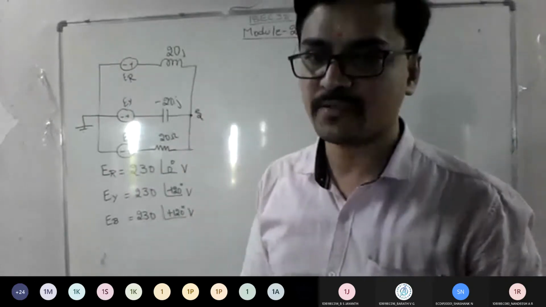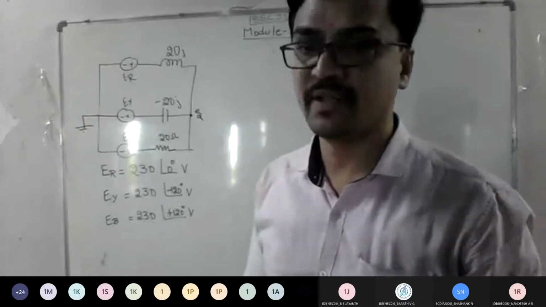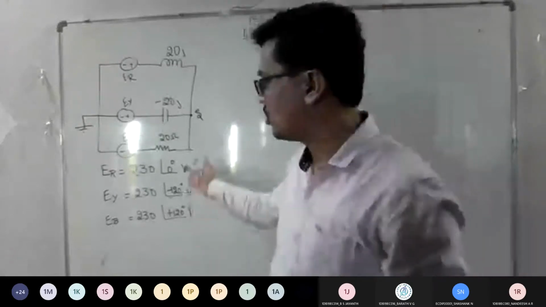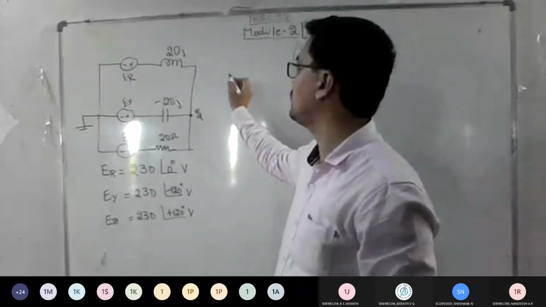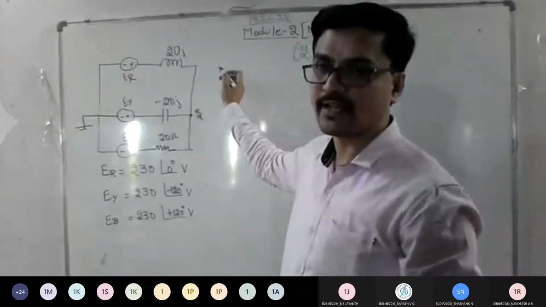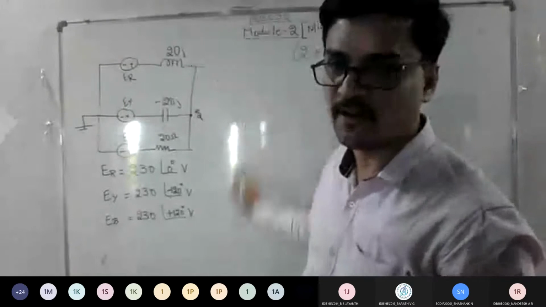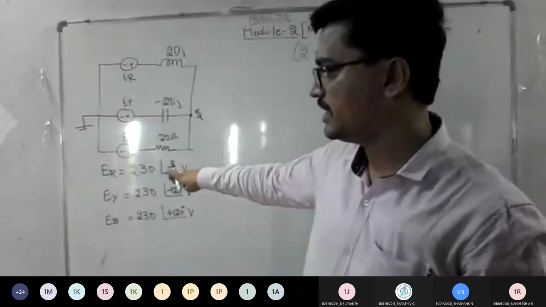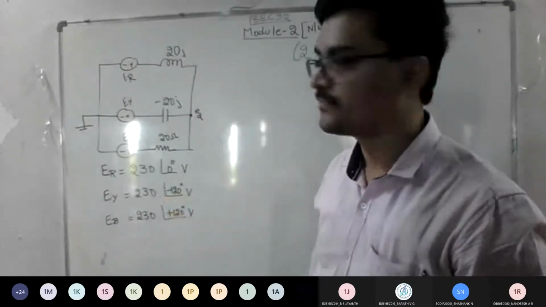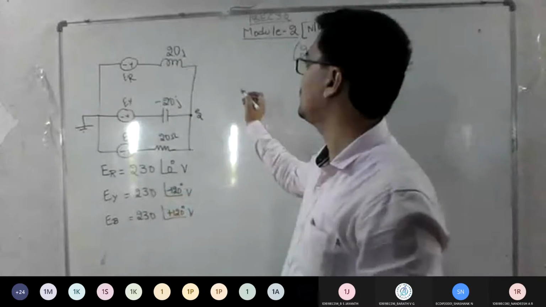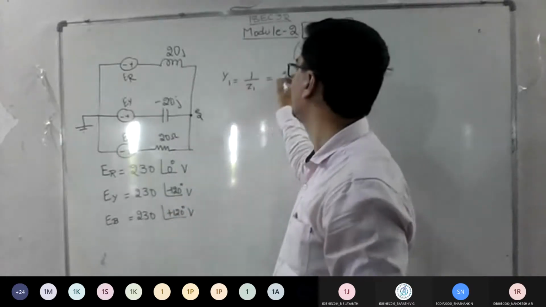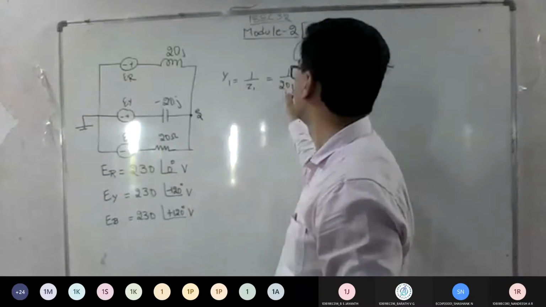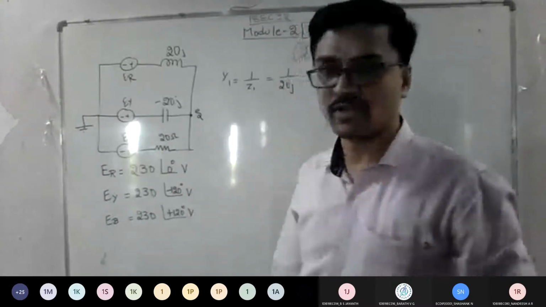So we'll stick to the procedure. We will try to solve using our Millman concept. See, they have given all the voltages for you. So what you should do now is calculate the values of y1, y2, y3. It will be easy for you to put into the formula because you already have ER, EY, EB. So now what is the value for your y1? Nothing but 1 by z1, nothing but 1 by 20j. So check out what 1 by 20j equals to.